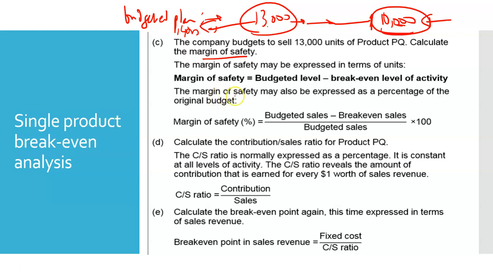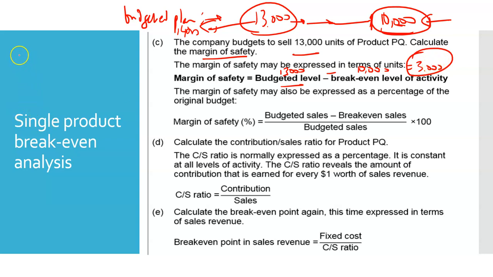Right. So how do we work this out? We take the budgeted level, so in this case it's the 13,000, that's the planned minus the break-even level, which is 10,000 units. And I was trying to explain the other day that yes, 3,000 units is significant. Well, the question here is, we can't stop here. I said I was using a scenario.